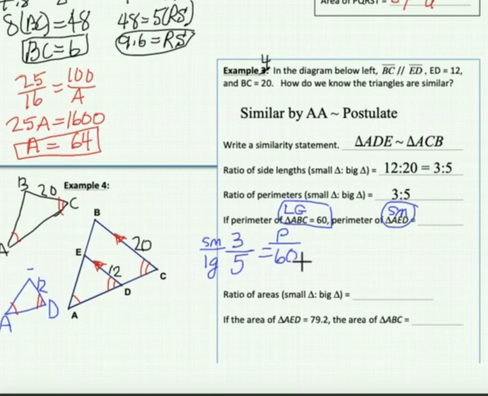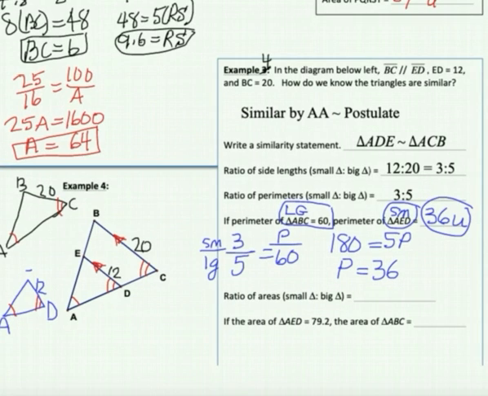So now that I have it set up, I'll know that 3 times 60, which is 180, will equal 5 times P. And now all I have to do to solve for P is to divide each side by 5. And 180 divided by 5 will give me 36. So that means that the perimeter of triangle AED is 36 units.